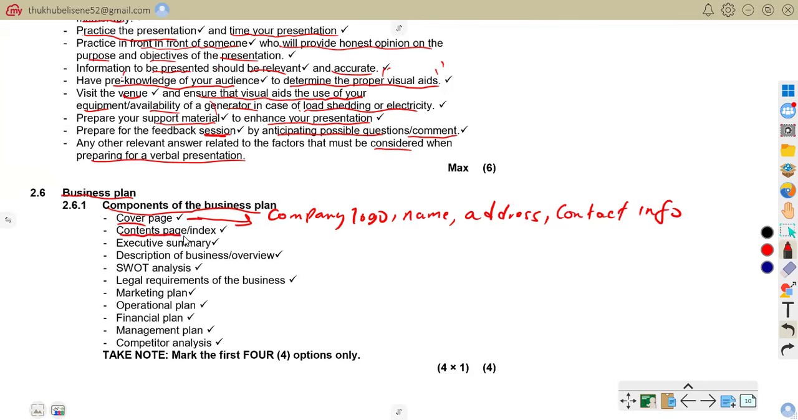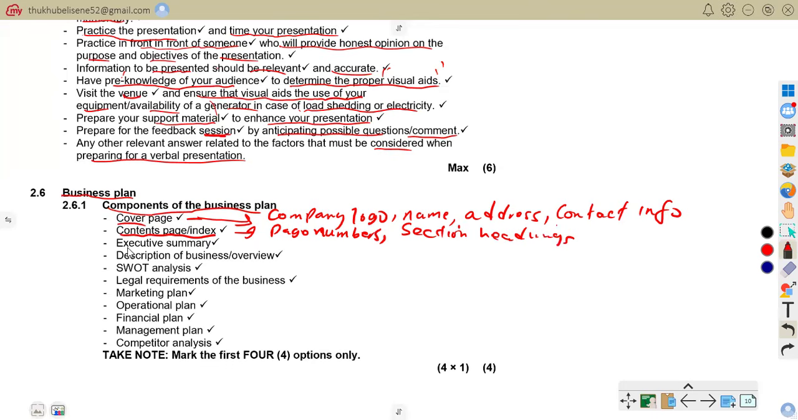Also, contents page or index. With contents page, that's when we're talking about page numbers. We are also talking about section headings.